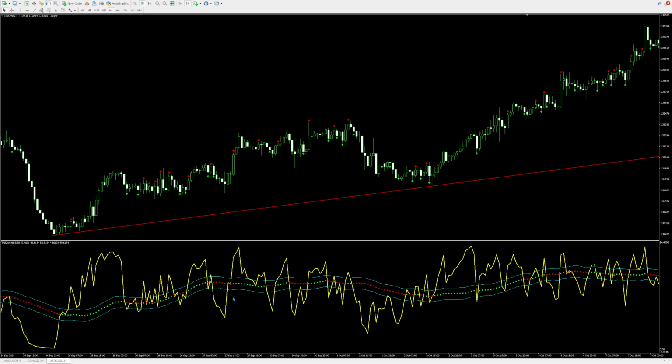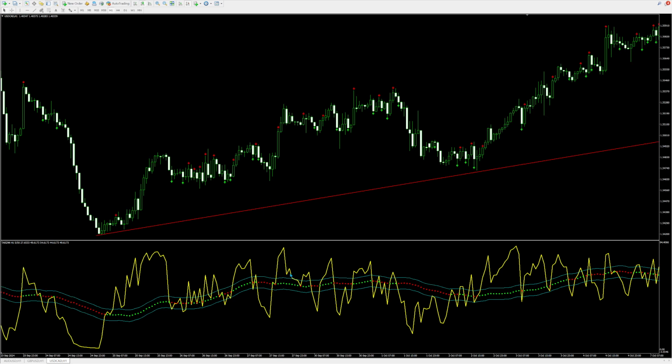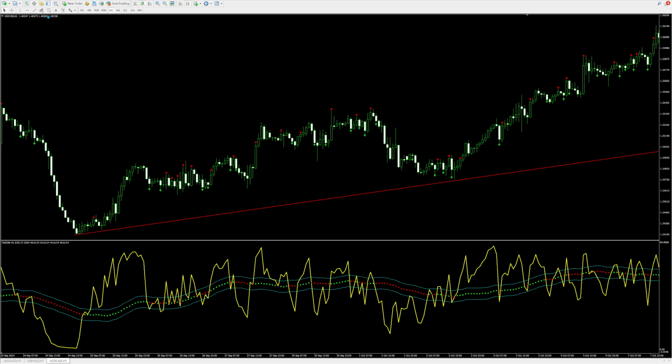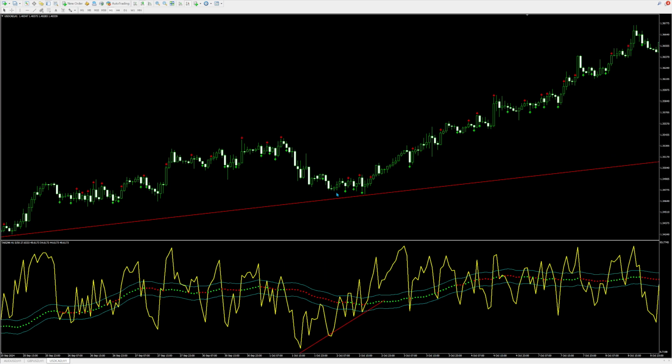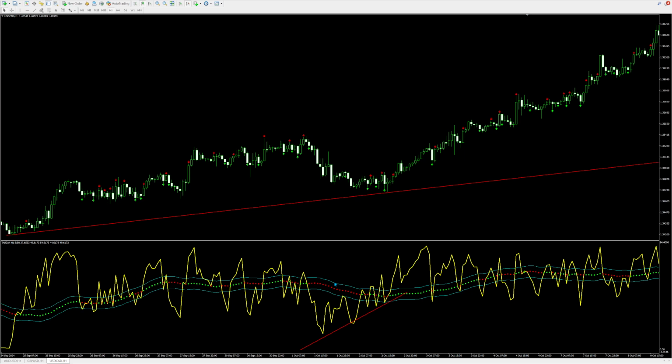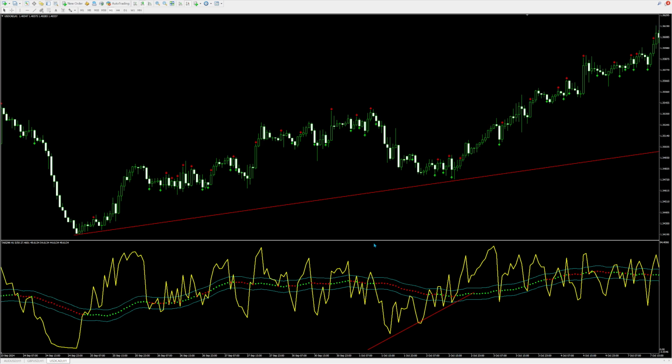This squiggly line here, for want of a better explanation as well, you can just ensure that it is heading in an upwards direction like it is here, showing divergence to the upside as well. So these are all bullish signals.